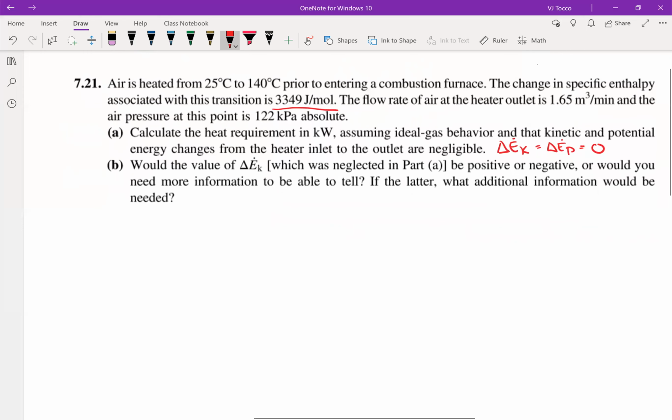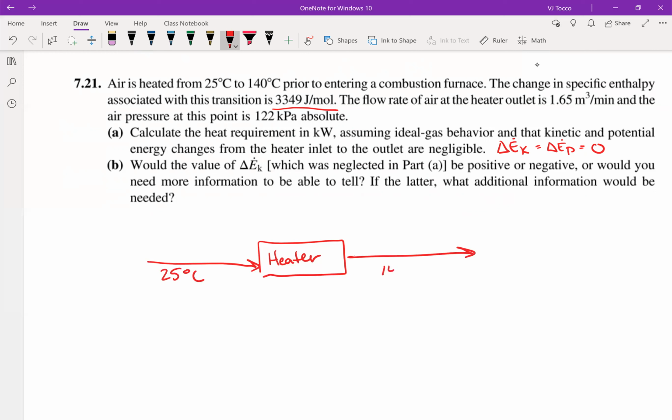Okay, so let's draw ourselves a picture before we talk about how to solve. I've got a heater, and I have air flowing in at 25C and air flowing out at 140C. We have a change in specific enthalpy. So the change in specific enthalpy in math terms is delta H hat, which is 3349 joules per mole.